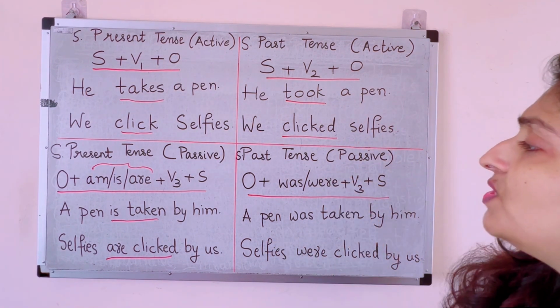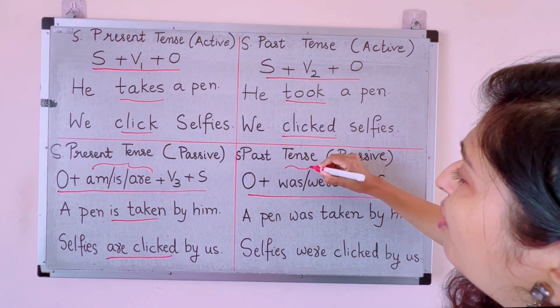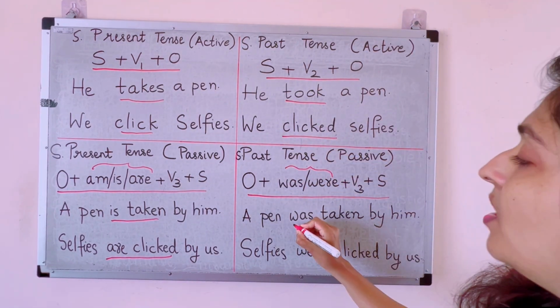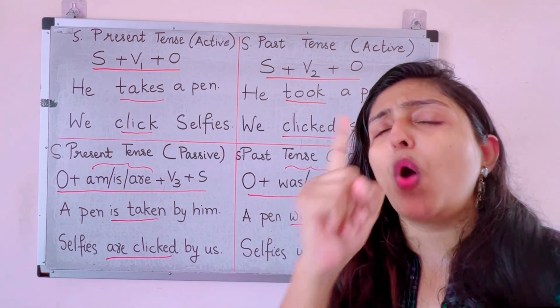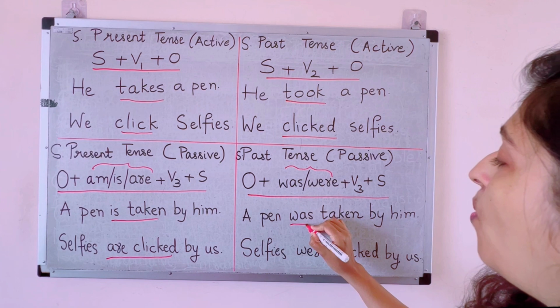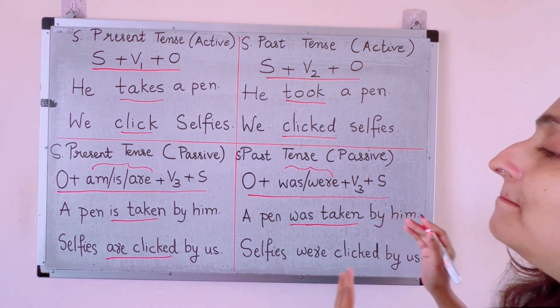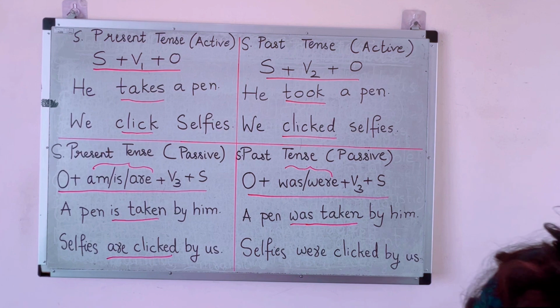You need to choose one among the auxiliary was or were. A pen was, because a pen is only one unit. It is singular. So it becomes was taken by him. Is taken becomes was taken.